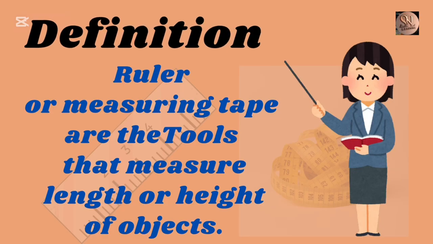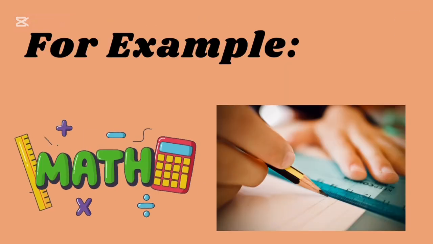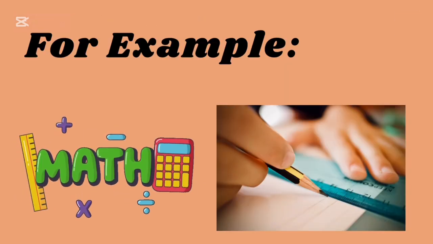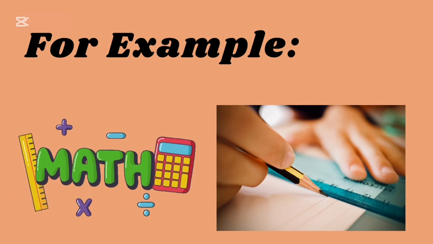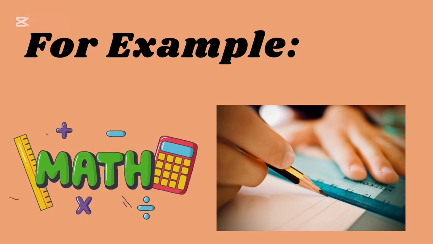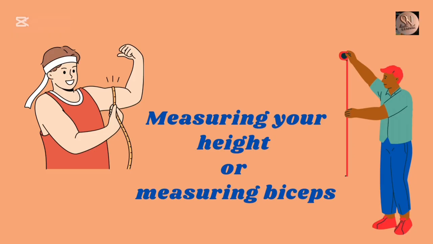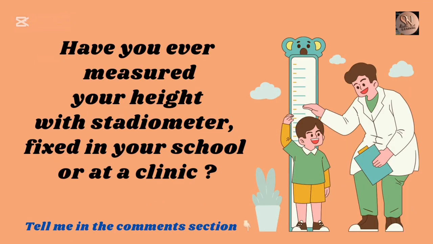Ruler or measuring tape. Ruler or measuring tape are the tools that measure length, height or width of objects. For example, all of you must have used a ruler in your classroom, especially in mathematics, to measure the length of lines. Similarly, with the help of measuring tape, you can measure your biceps, you can measure your height, but we also have a special instrument or scale, we can say, to measure height. That's called stadiometer.